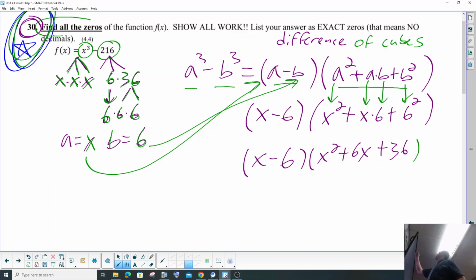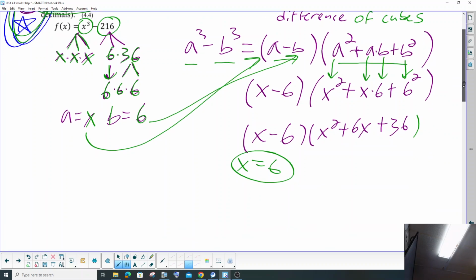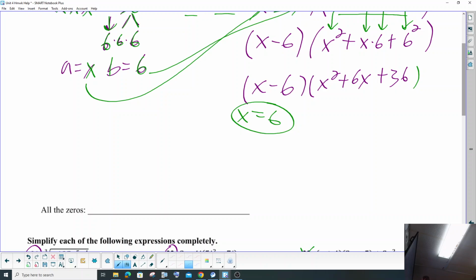But it doesn't say to factor it. It says to find all the zeros. I already have one zero, x minus 6. Well, good job, but you've got to find the other zeros. Factor it. It doesn't factor. So we have to use the quadratic formula. So that's an invisible 1. So a equals 1, b equals 6, and c equals 36.